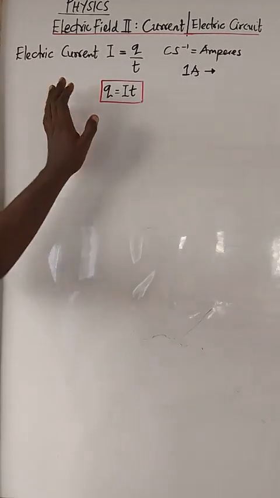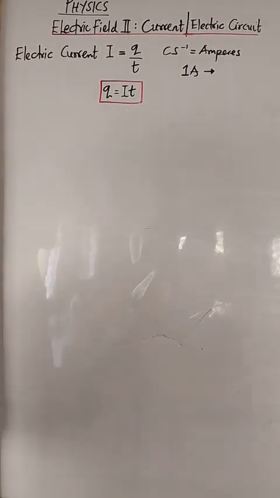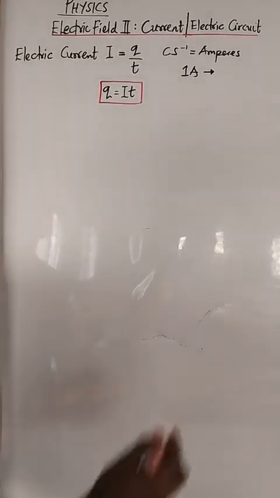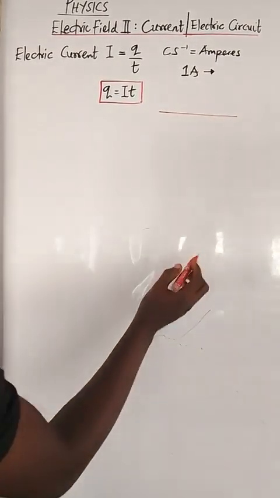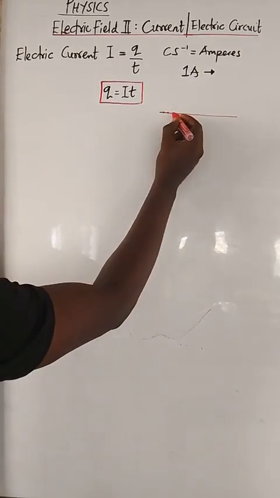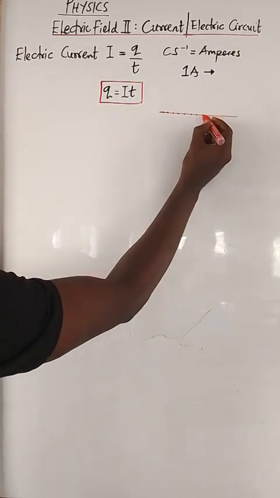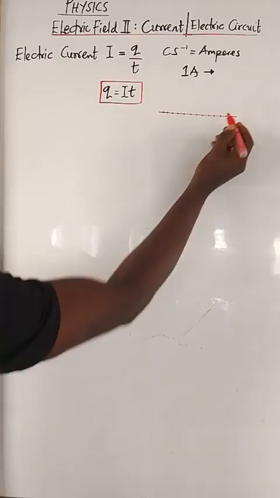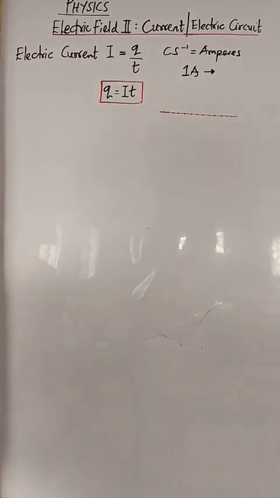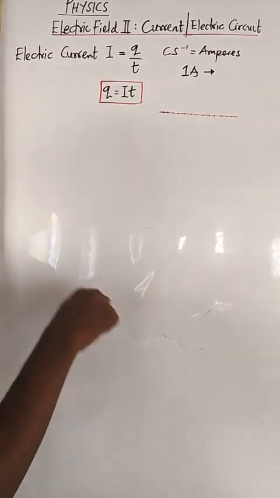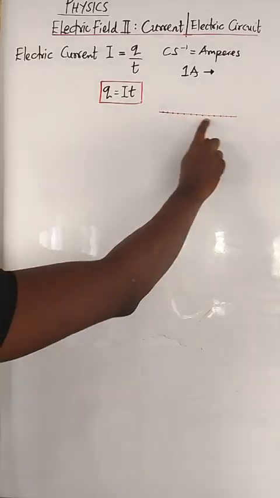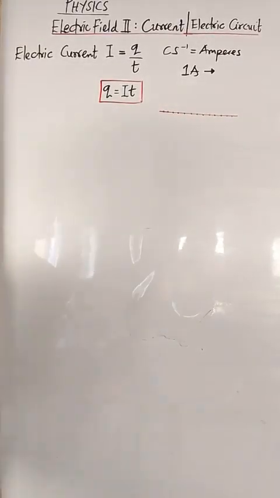Now, current by convention is taken to be positive. But we know that the charge that's actually flowing is electron. Suppose this is a conductor. Inside this conductor, we have electrons. But those electrons are embedded. They are not actually moving in a cycle. They are dead. So for us to have current, these electrons must move in a cycle.